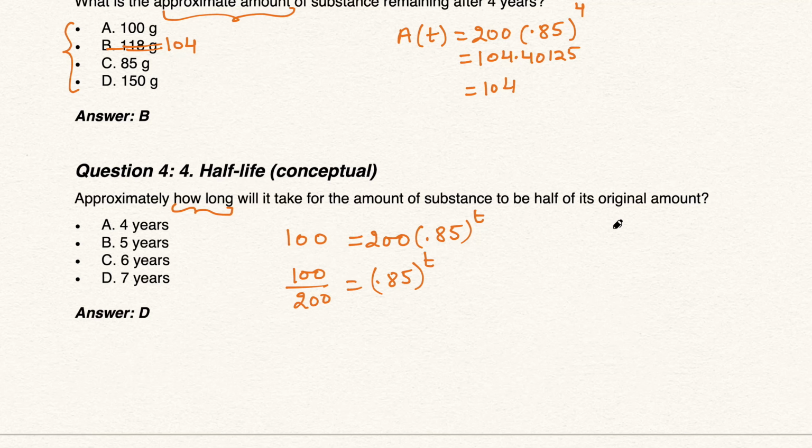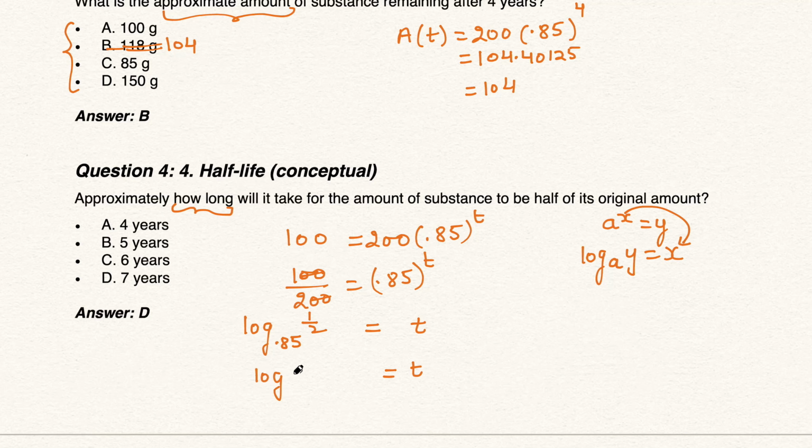Now we have to come to log. Let's say the conversion: a raised to power x is equal to y. Suppose this is the exponential situation. So log of y to the base a is equal to x. So that means this power is actually the variable here. So time is equal to log of 1/2 to the base 0.85. Just see the conversion carefully. So t is equal to log of 0.5 to the base 0.85.